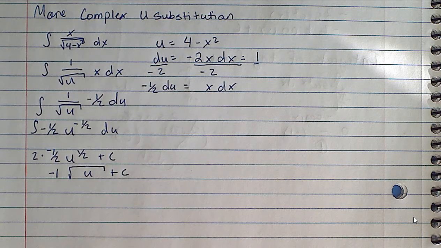How do you get the 2? Because I was dividing by the power it was taken to, and dividing by 1/2 is the same thing as multiplying by 2. Got you, okay. Dividing by a fraction is the same thing as multiplying by the reciprocal.